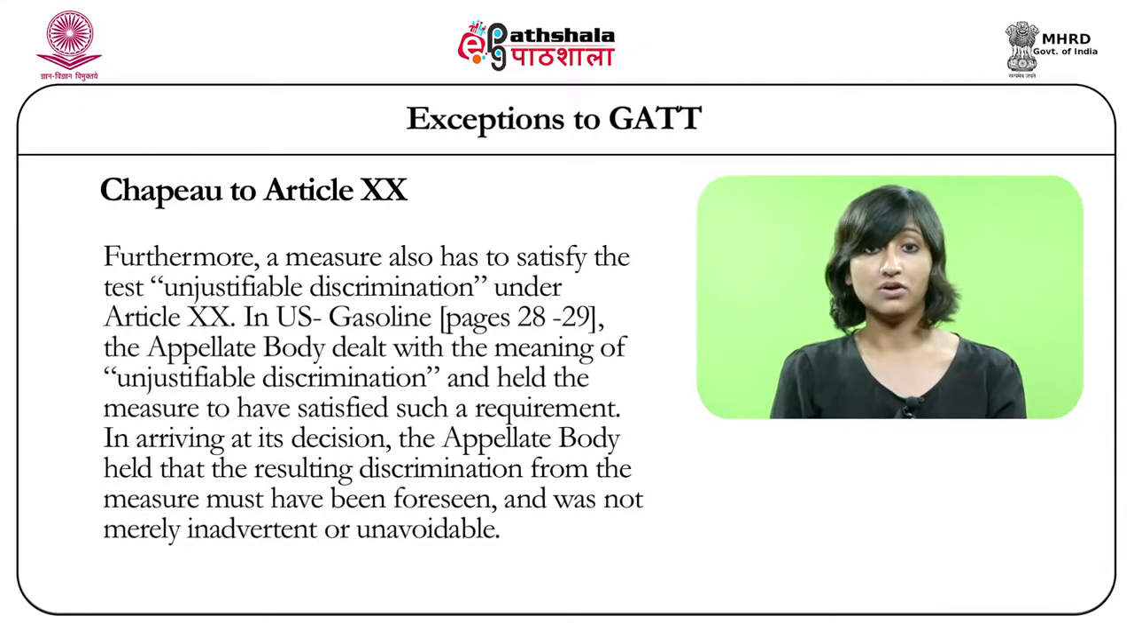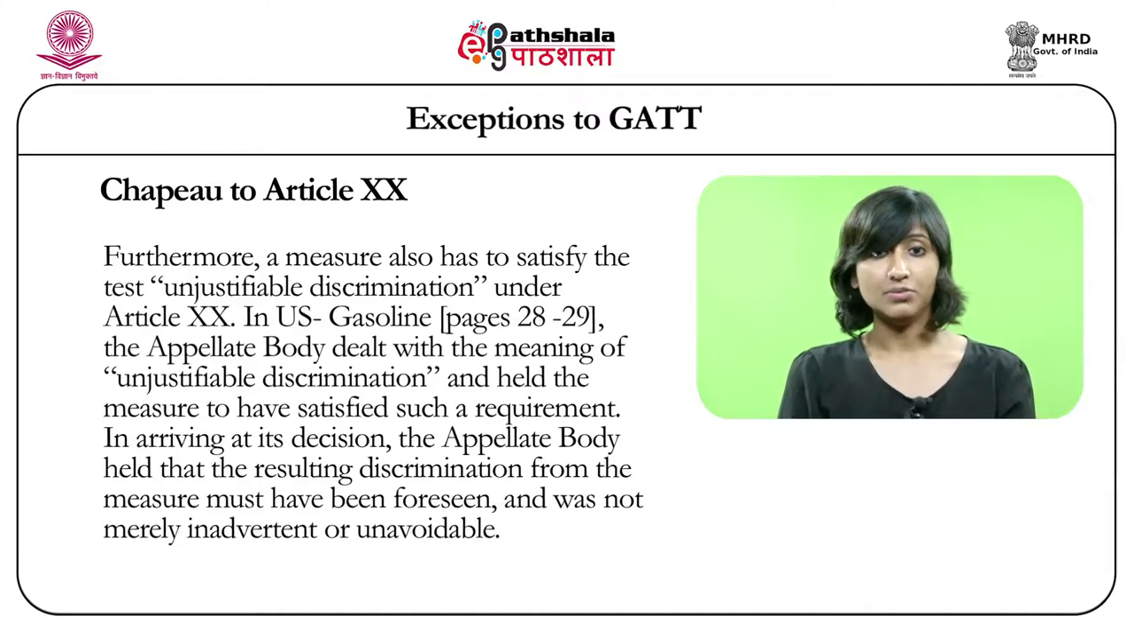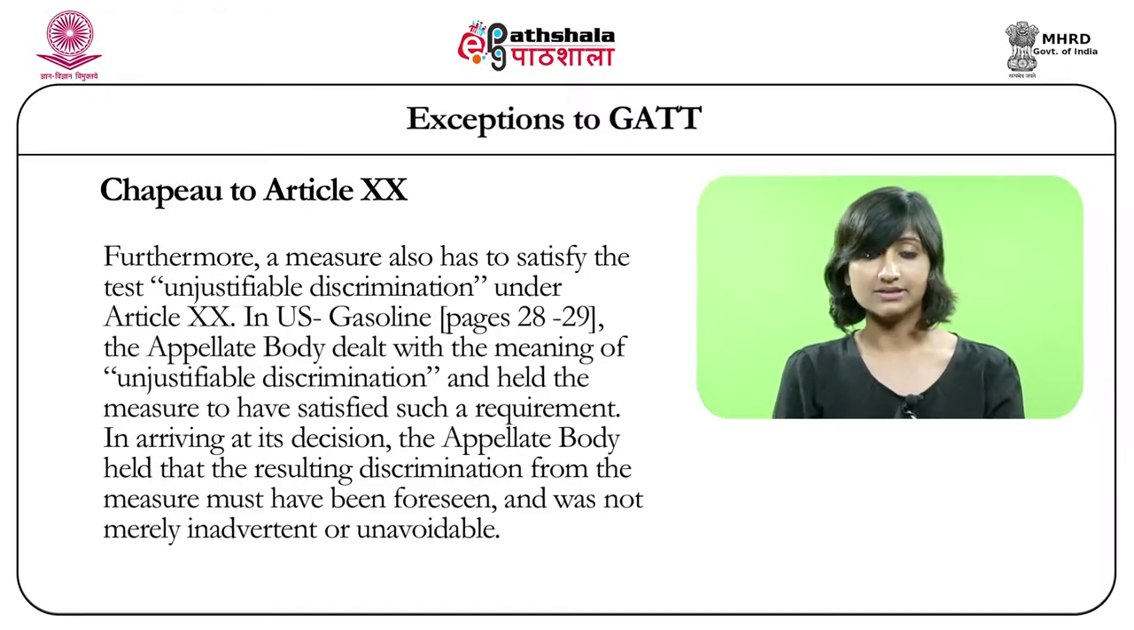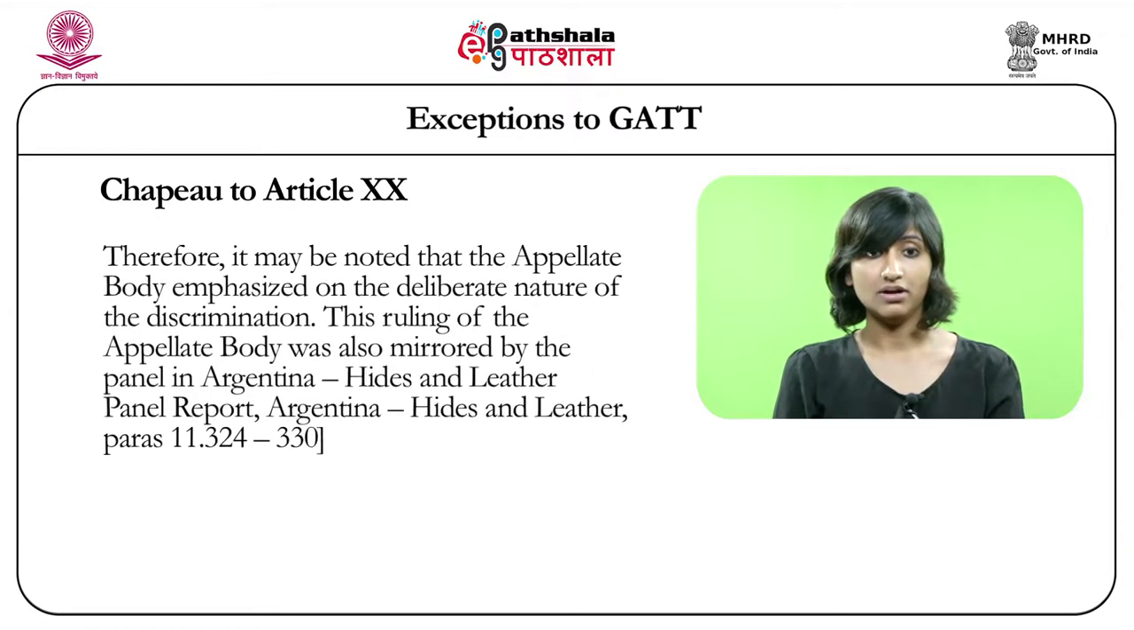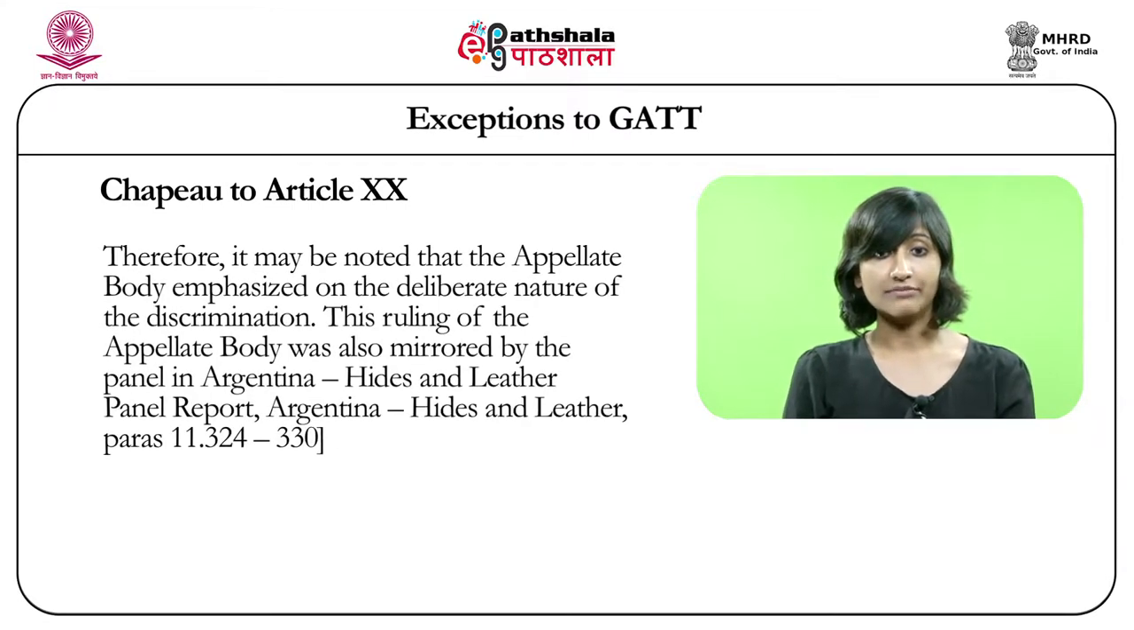Furthermore, a measure also has to satisfy the test of unjustifiable discrimination of Article 20. In US Gasoline, pages 28 to 29, the Appellate Body dealt with the meaning and held the measure to have satisfied such a requirement. In arriving at its decision, the Appellate Body held that the resulting discrimination from the measure must have been foreseen and was not merely inadvertent or unavoidable. Therefore, it may be noted that the Appellate Body emphasized the deliberate nature of such discrimination.